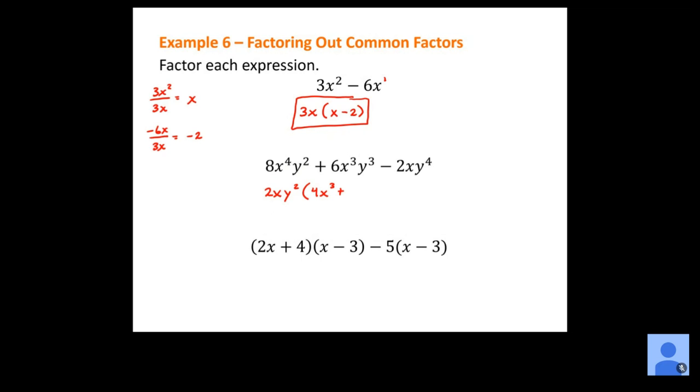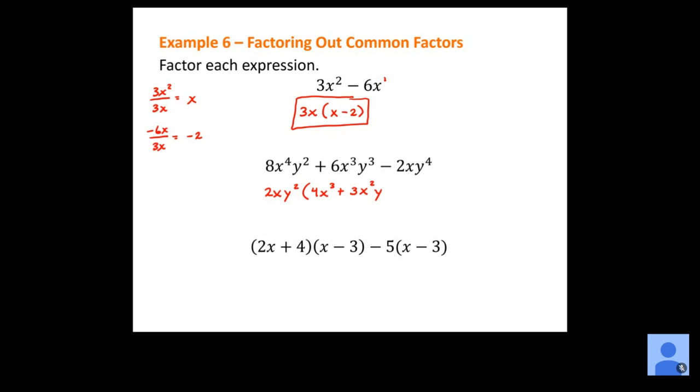Now I'm going to go to my next term. We have our plus. 6 divided by 2, that's going to give us a 3 as our coefficient. X cubed divided by x, again we subtract exponents. 3 minus 1 is 2, so we get x to the second power. Then we have y cubed divided by y squared. Again, subtract exponents. 3 minus 2 is 1, so we end up with y to the first. But again, we can just write y there. There's an understood 1 as the exponent.